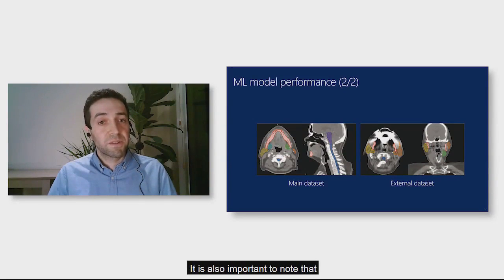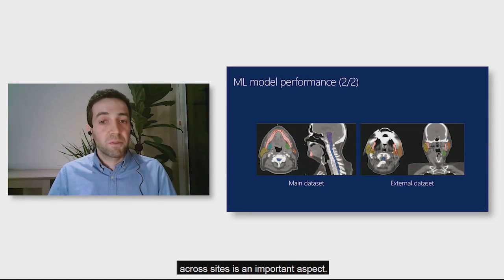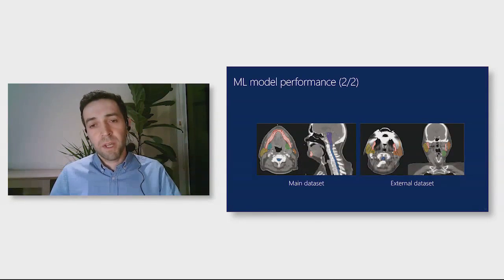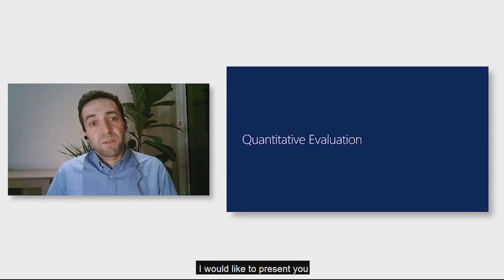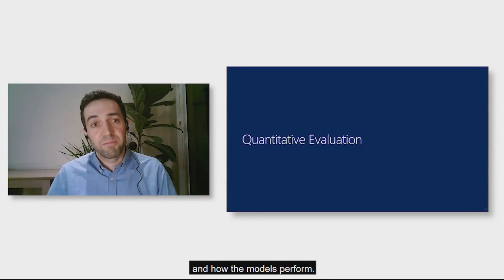And it is also important to note that the annotation protocol differences across sites are an important aspect. And we had to review the data sets and their labels to ensure consistency between them. So in the remaining slides, I would like to present the quantitative metrics that we used to validate these models and how the models perform.